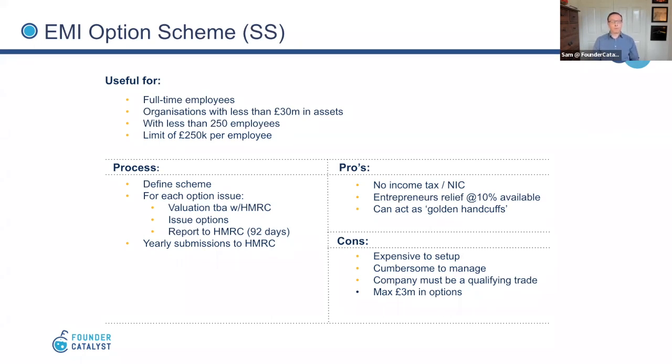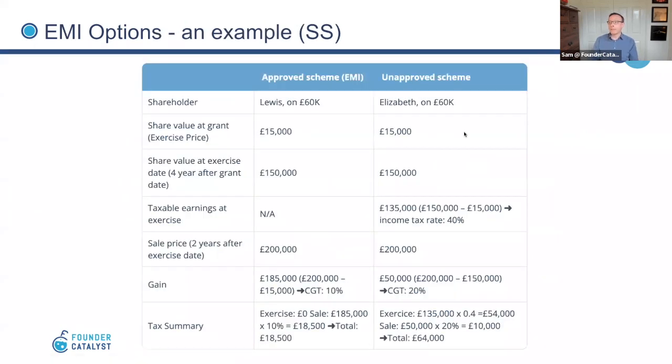But generally, the EMI option scheme is the most efficient from a tax point of view, even though it's one of the most cumbersome out of all of the options. So this is an example of why. I keep mentioning that EMI options are efficient. What does that look like?